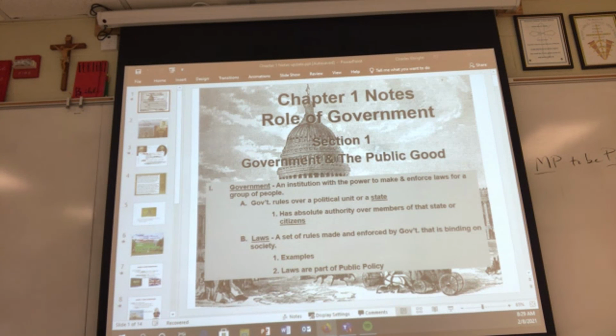The 4th one is compromise. Principle of democracy is compromise. And the book has a 5th one they added in here, and that's citizen participation. Okay, those are principles of democracy.